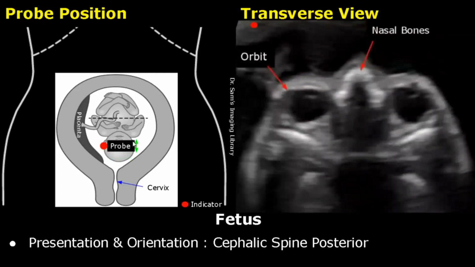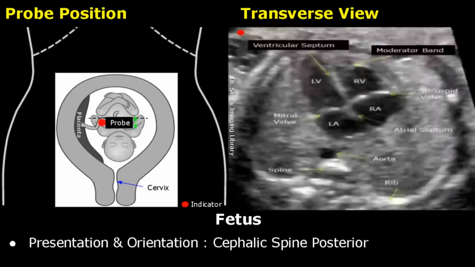Move the probe slightly up towards the mother's umbilicus and you can locate the fetal orbits and nasal bones. This is the image you will get. Move the probe further upwards and you will find the fetal chest. You will be able to see the fetal heart. The spine is seen at the bottom half of the image.